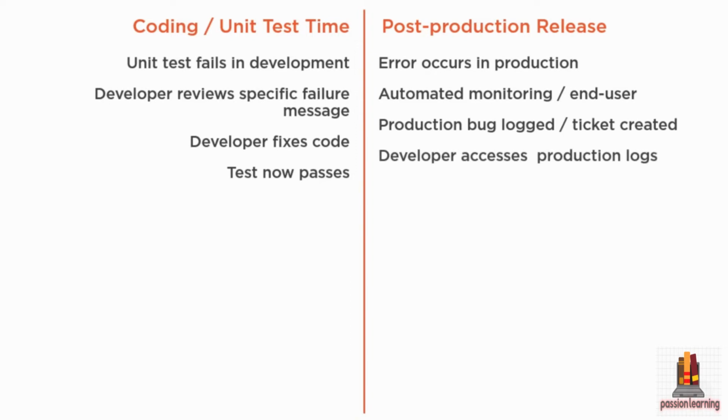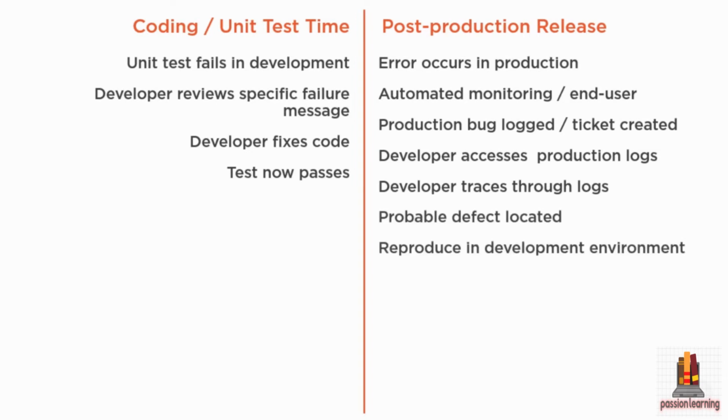Next, the developer has to get access to the production logs, and once they've got access, they need to trace through the logs to try and determine the cause of the error. Once the probable defect has been located in the logs, the developer can try and reproduce it in the development environment. Once the defect has been reproduced in development, the developer can go ahead and implement a fix.